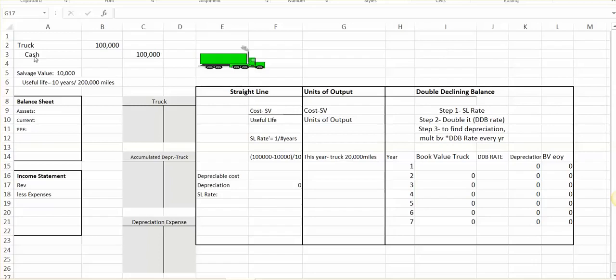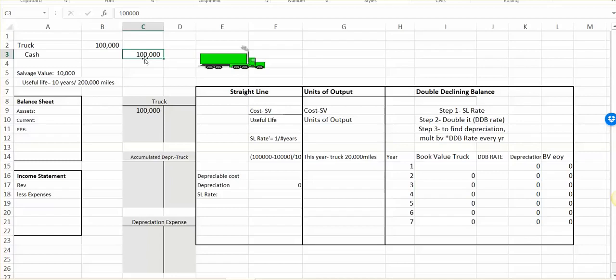The first thing you'll see up here in the top left is the journal entry to record the purchase of a truck. You would debit your delivery truck account and you would credit cash for $100,000, and here's a picture of the truck. When that happens, you have a truck, which is an asset worth $100,000 in your books. And then you would credit cash, of course, to pay for that, or accounts payable when you pay for that.